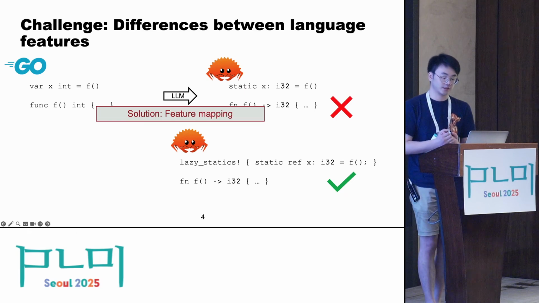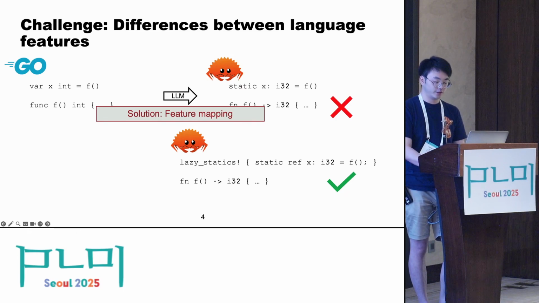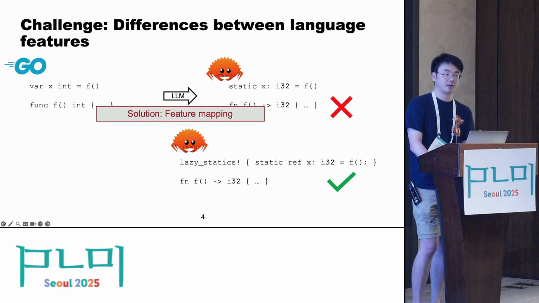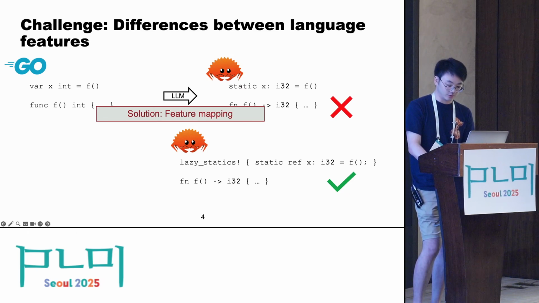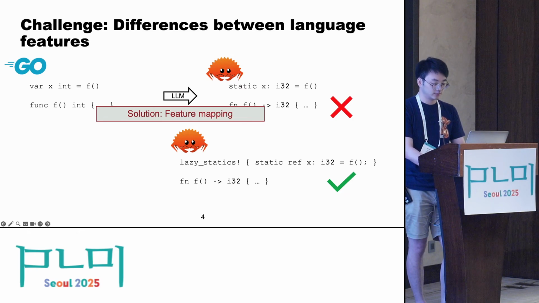To resolve issues like this, we propose a technique called feature mapping that incorporates predefined high-level translation rules with the LLM's code generation. These rules specify how particular source language features should be mapped to constructs in the target language and allow for customization. This approach improves both the compilation success rate and the consistency of the generated code.